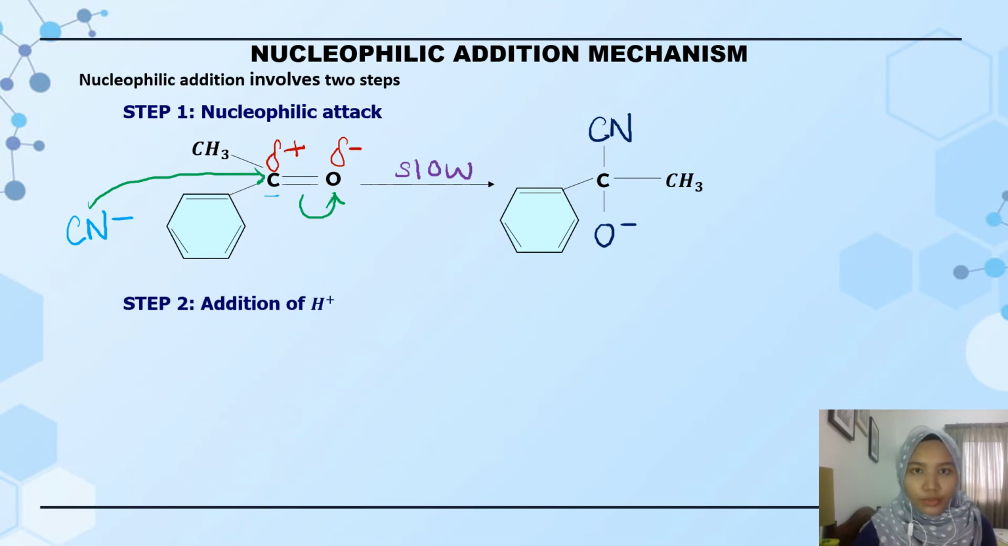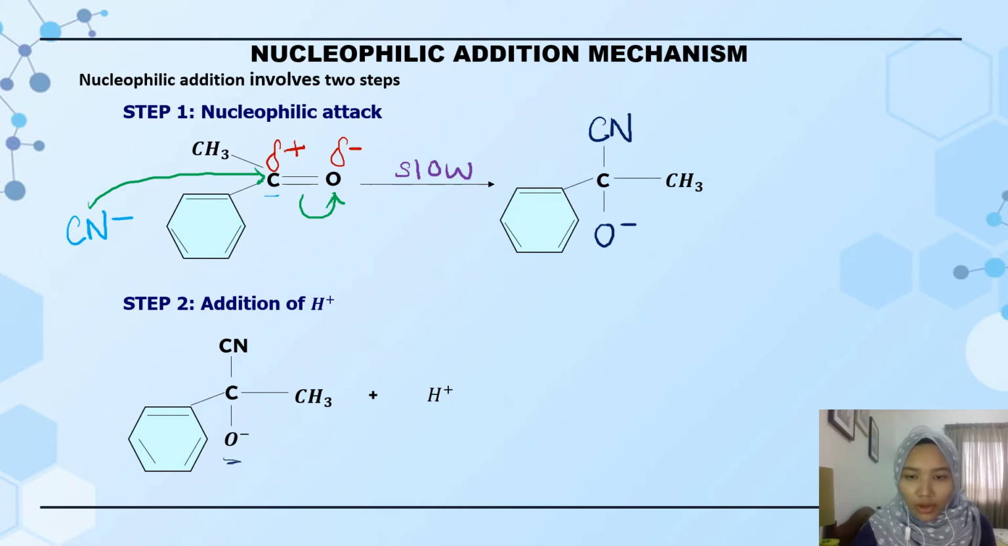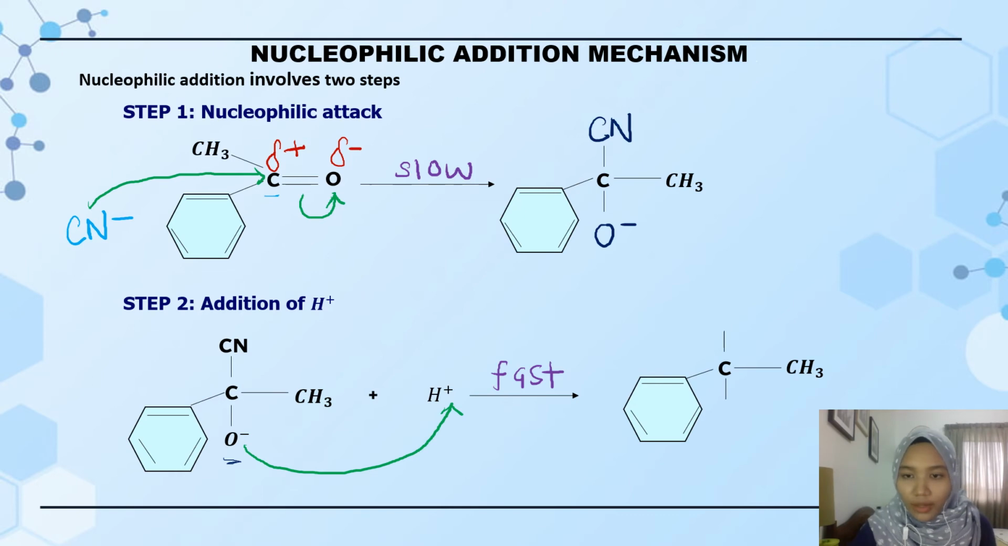Let's move to step 2, which is the addition of proton H+. So basically, the H plus is going to be attacked by the oxygen, or the negatively charged oxygen is going to attach to the H plus over here. And this is a fast reaction. So don't forget to write it, fast reaction. Then we're going to get the product whereby CN is going to attach to the carbonyl carbon, and also the hydroxy group OH is attached to the carbonyl carbon. Okay, so we are done with step 2.